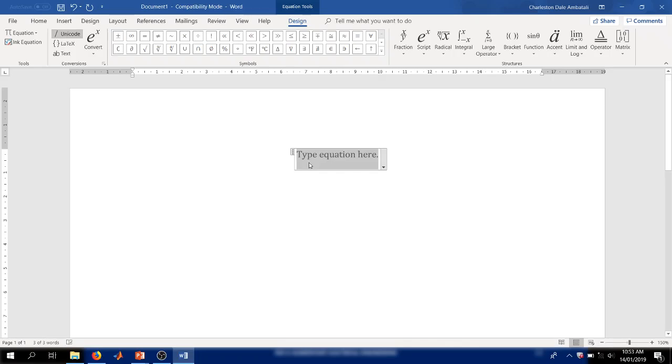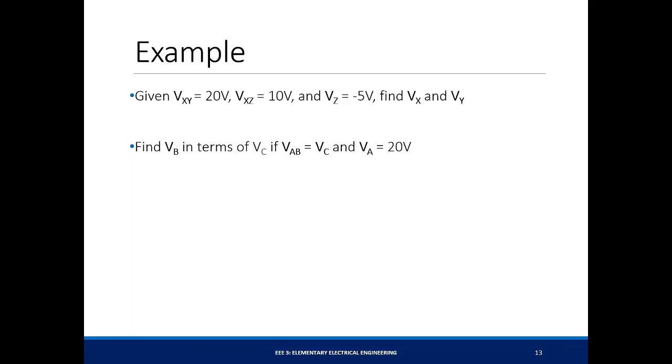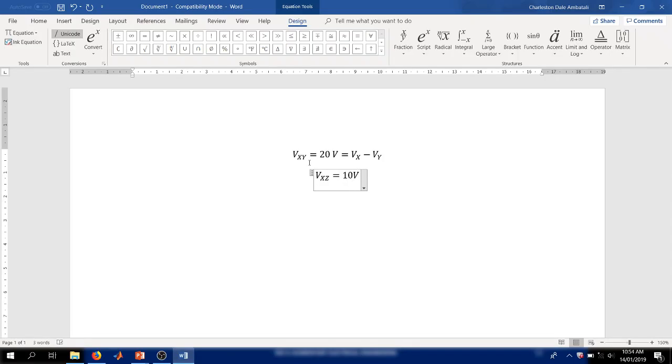Okay, so Vxy is equal to 20 volts, and that is equal to Vx minus Vy. Right here, also Vxz is equal to 10 volts, and that is equal to Vx minus Vz. And Vz is equal to negative 5. Therefore, it becomes Vx plus 5.